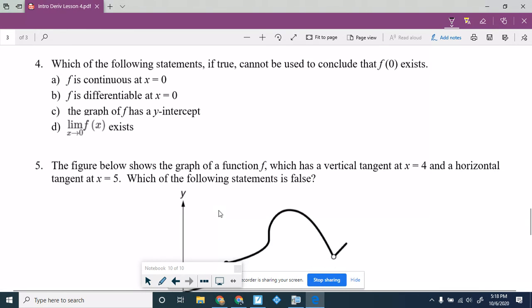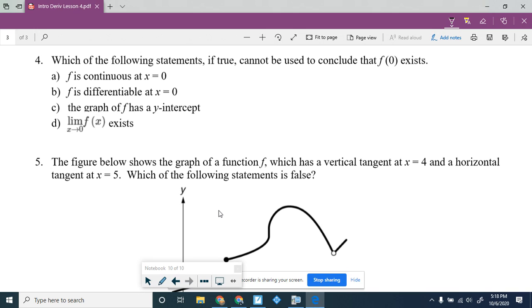All right, let's take a look at this question. It says, which of the following statements, if true, cannot be used to conclude that f of 0 exists? So, all right, this is pretty interesting. The first one says f is continuous at x equals 0. And you're like, how does this have anything to do with what we were doing? Well, it kind of does. I mean, differentiable is one of the choices, right?